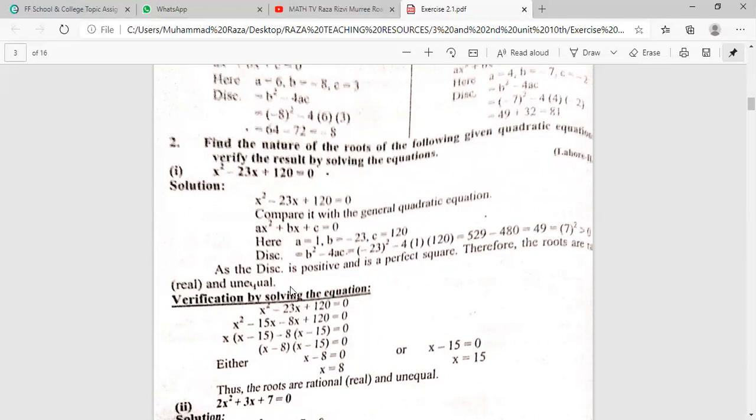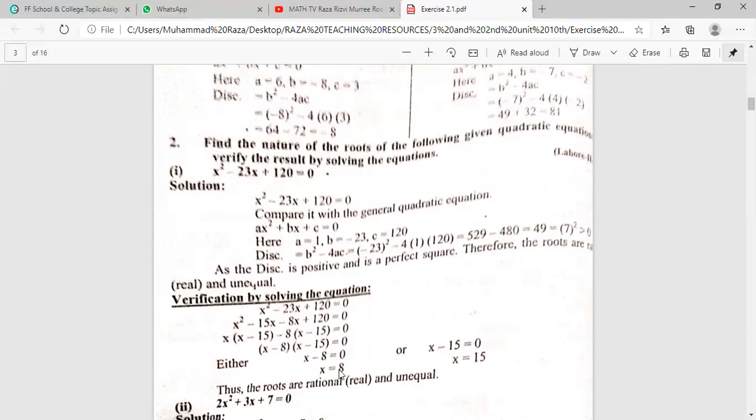Now we want to verify, so we write x square minus 23x plus 120. How do we verify? We will factorize this. Now middle term break, that is minus 15x and minus 8x plus 120. So x is common, x minus 15, minus 8 is common, x minus 15. Now x minus 15 is common, so we write x minus 8. So x minus 8 is 0, so x is equal to 8. And x minus 15 is equal to 0, so x is equal to 15.